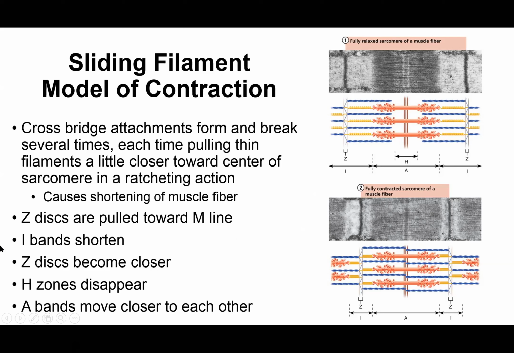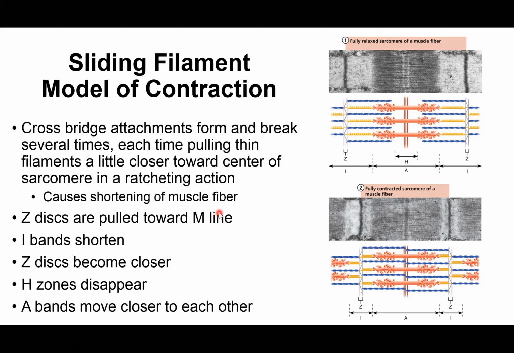Kind of going off of that, cross-bridge attachments are going to form and they're going to break several times. And each time they're formed and broken, the thin filaments are going to move closer and closer towards the center of the sarcomere. So this is going to be sort of a ratcheting type action. And overall, as you can see, this would cause shortening of the muscle fiber.